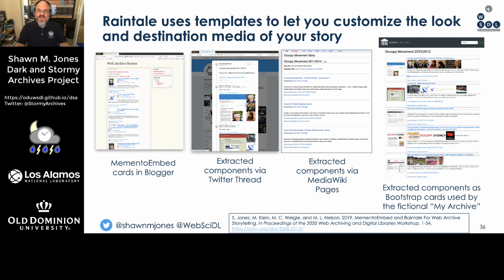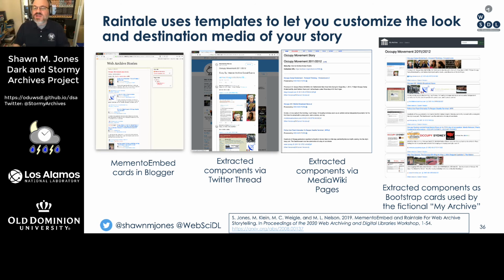And Raintail uses templates to let you customize the look and destination media of your story. We can have Memento Embed cards on Blogger, or we could extract components from the cards themselves. This is something Raintail does, and produce a Twitter thread. Or we could produce output that could be pasted into MediaWiki pages.